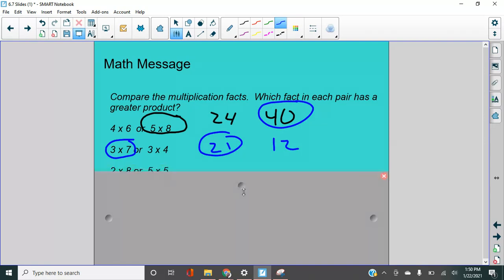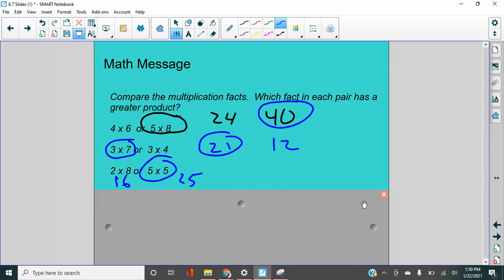One more little warm-up problem here with our multiplication. Which of those has a greater product? You should have picked 5 times 5. 2 times 8, the product is 16. 5 times 5, the product is 25, and 25 is more.